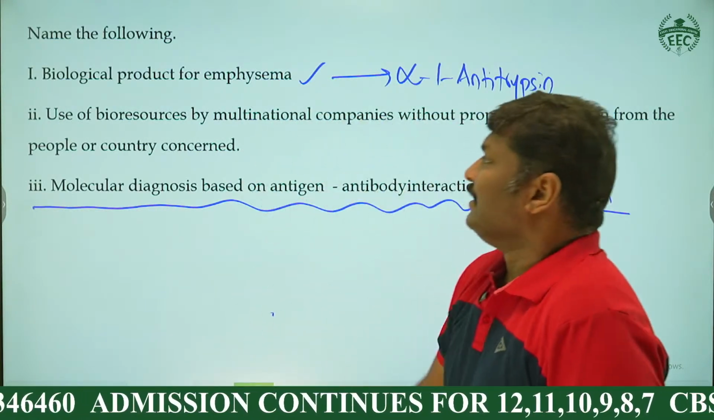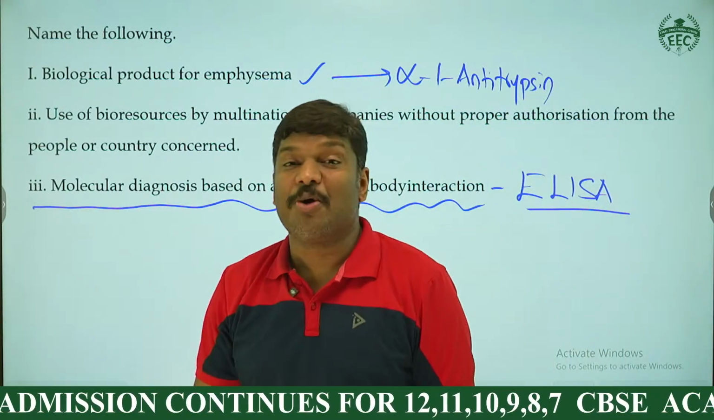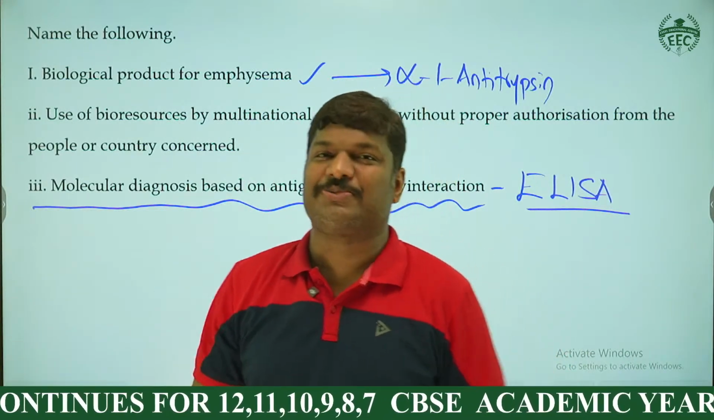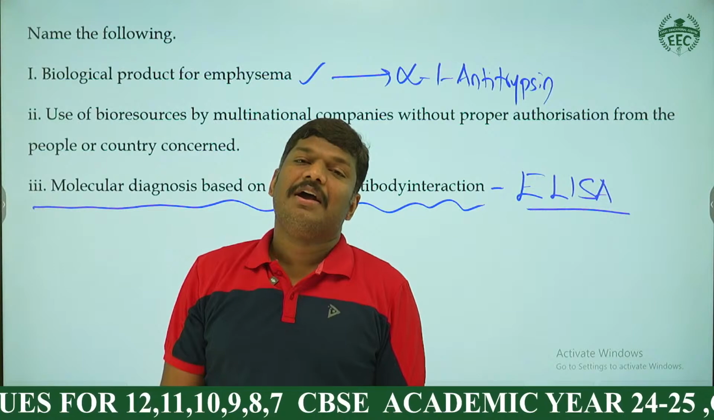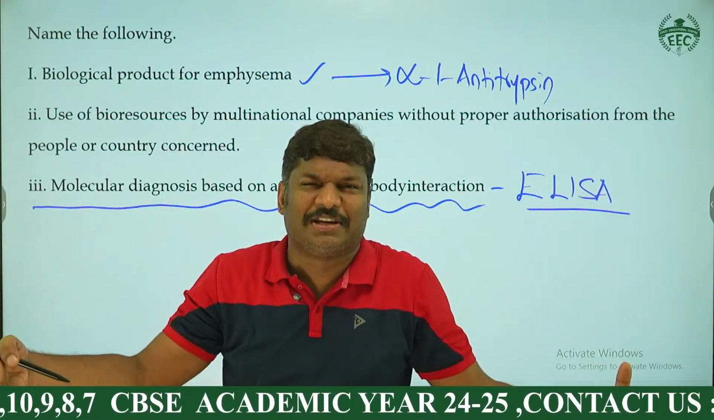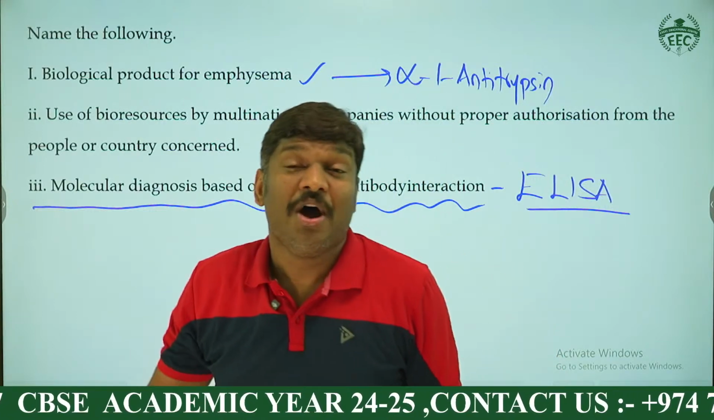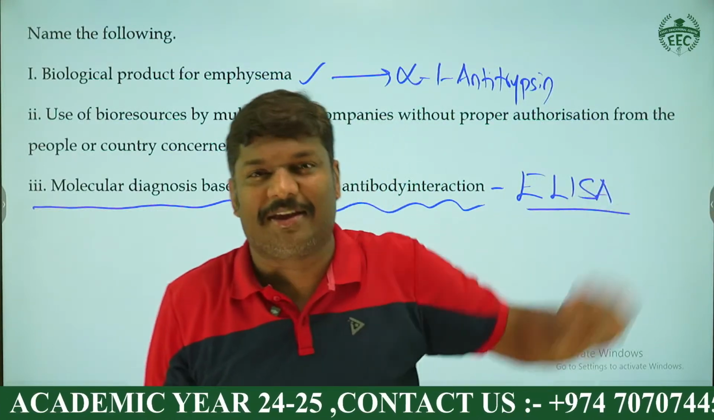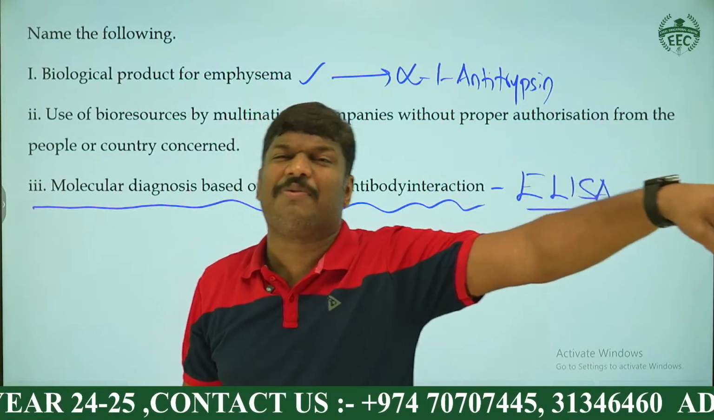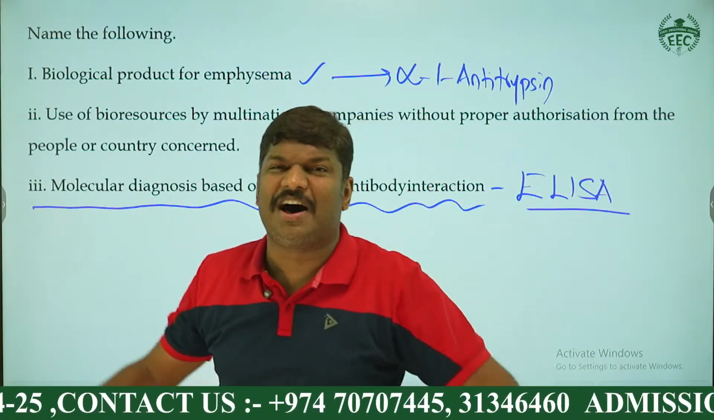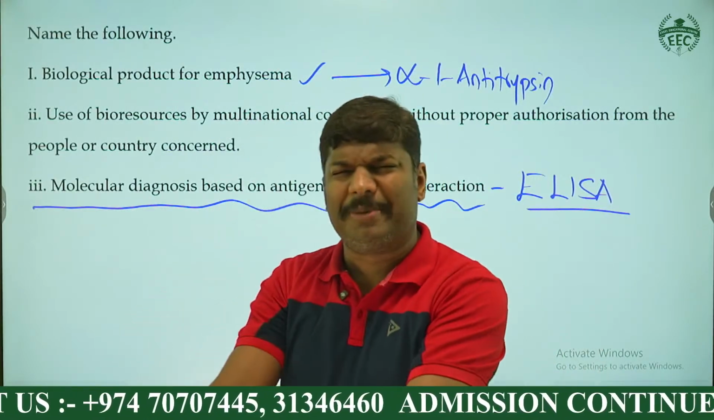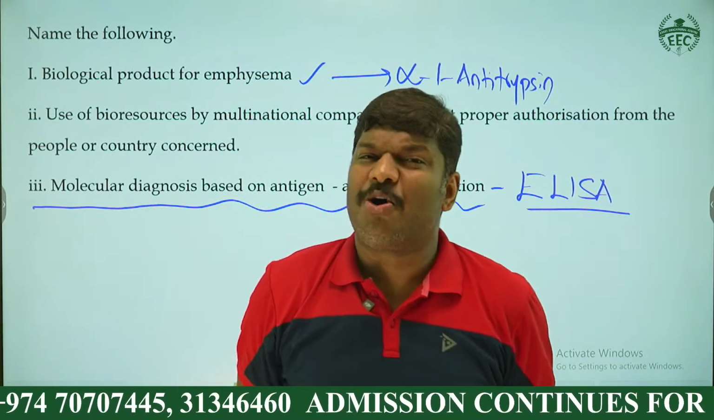And here you can see the use of bioresources. Some countries are rich in bioresources. For example, a country like India, Pakistan, Sri Lanka, Bangladesh, our neighboring countries all together, they are rich in bioresources. But a country like America, a country like Britain, they are not rich in bioresources. So that's why what will happen? Our bioresources are taken by the multinational companies without proper compensation, without proper authorization.